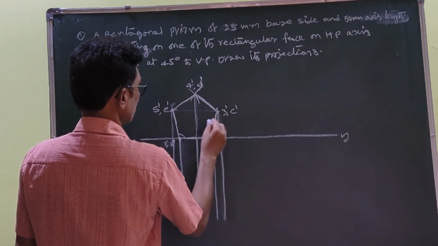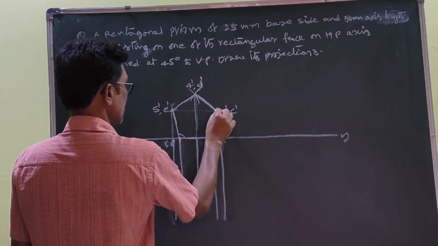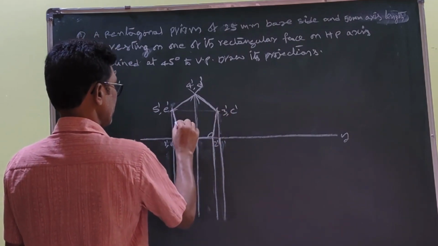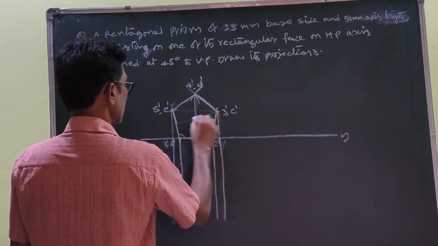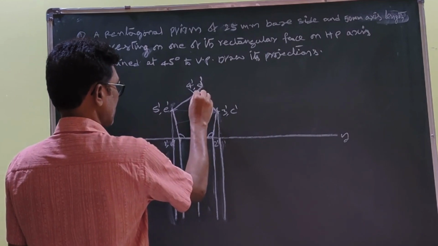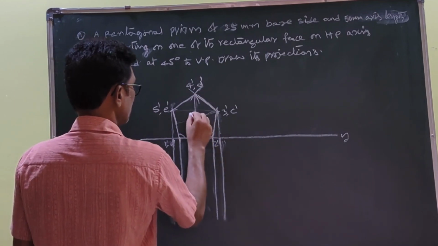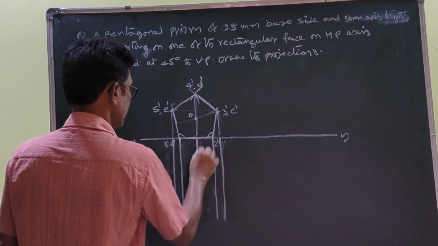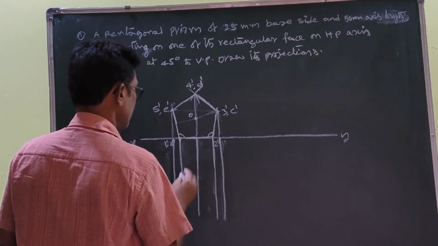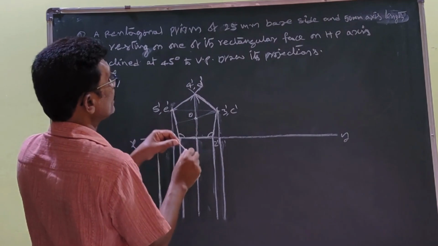Next, of course, this is the axis. To find the axis, take a corner and the midpoint of the opposite side and join them. Also take another corner and the opposite side and draw a line. You get the axis here. This is O. Through that you draw the axis. The axis length is given as 50 mm.